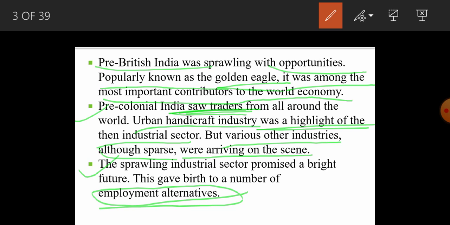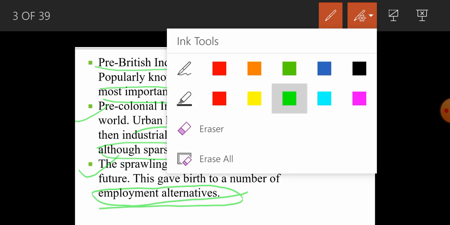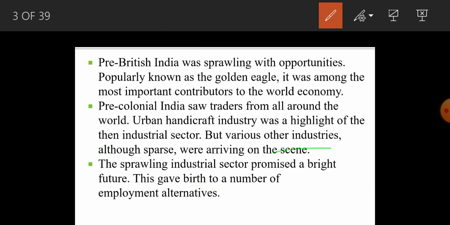The opportunities were available at that time to people around the world. And India was the country which was contributing to generating employment and also contributing to the world economy. Now I hope this point is clear. Let's move on to the next one.